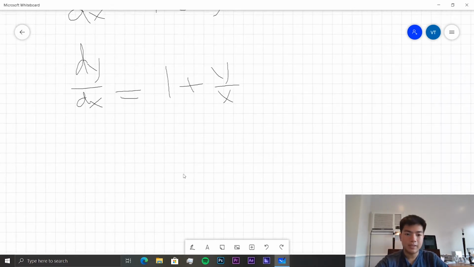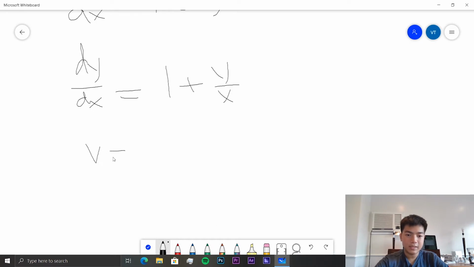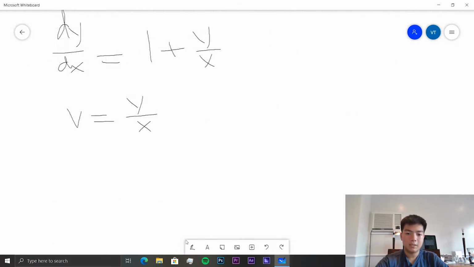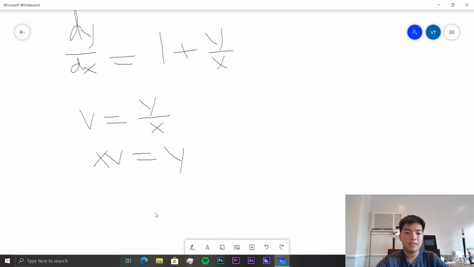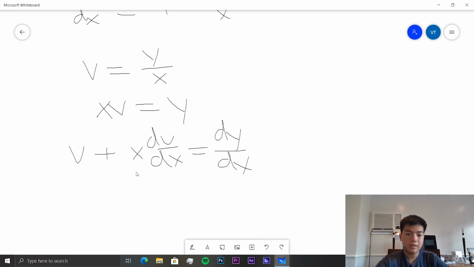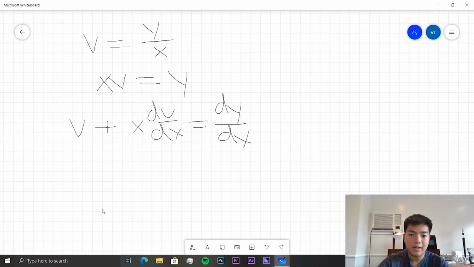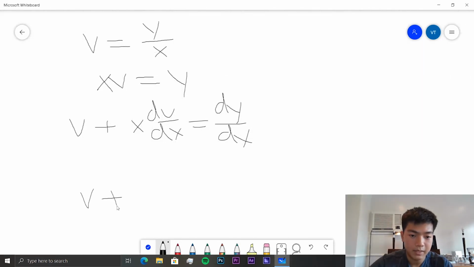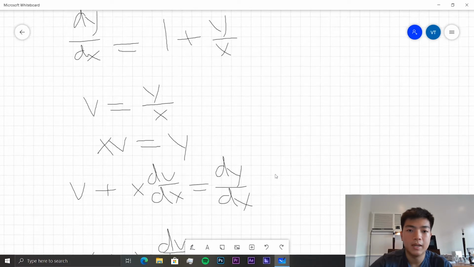And so in order to solve this, we need to use the substitution v is equal to y over x. How do we solve it? Well, let's rearrange this into xv is equal to y. And so if we differentiate both sides with respect to x, we get v plus x dv over dx is equal to dy over dx. So then we can substitute this part in to the upper part. So we have v plus x dv over dx is equal to 1 plus v.